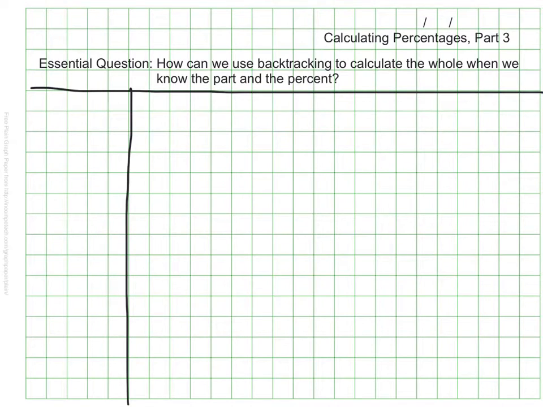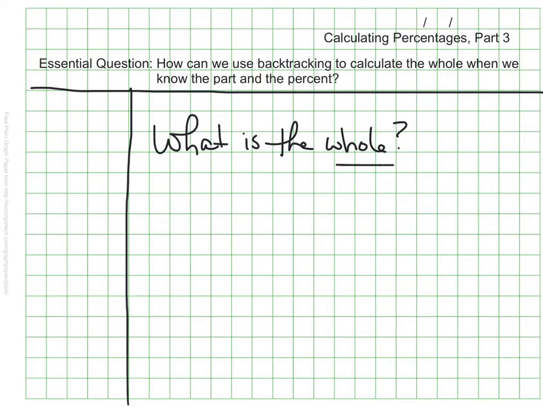Our essential question in this video is how can we use backtracking to calculate the whole when we know the part and the percent? And in my opinion, this is the hardest part of working with percents. In this situation, we want to be able to know what the whole is if we know the percent and we know the part the percent represents.